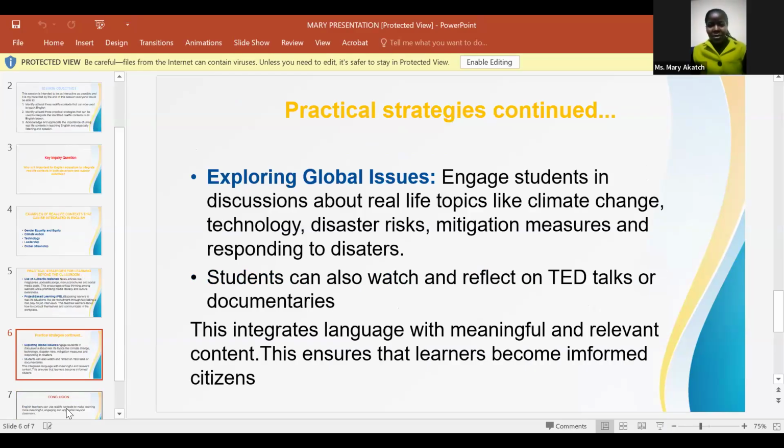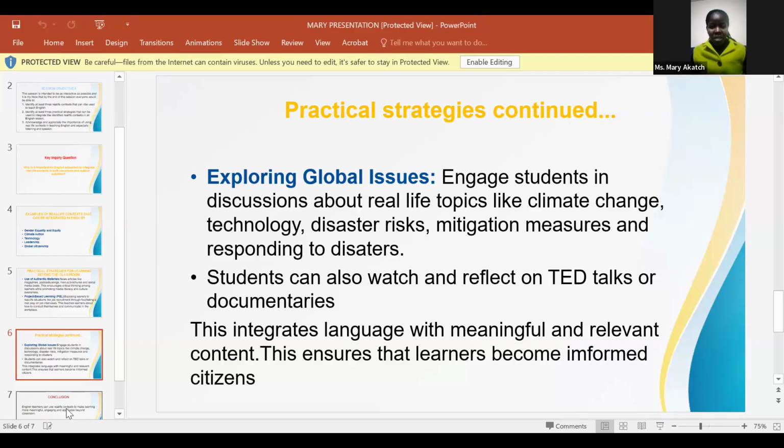Okay, together with the students, we can explore global issues, like engage students in discussion about real life topics like climate change, technology. Let the students discuss, express themselves. Maybe we can have an open discussion, oral presentation about technology, what they think the advantages of technology are, the disadvantages, and when we expose them to that, they will be able to learn more vocabularies from each other, and also foster their fluency in speaking English.